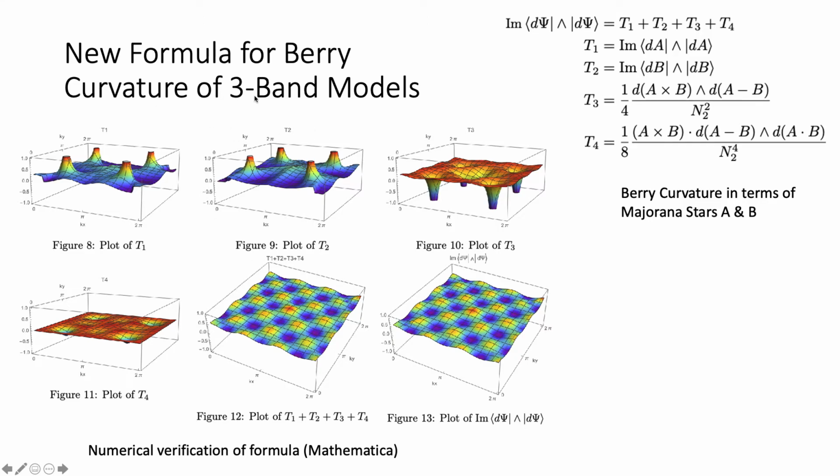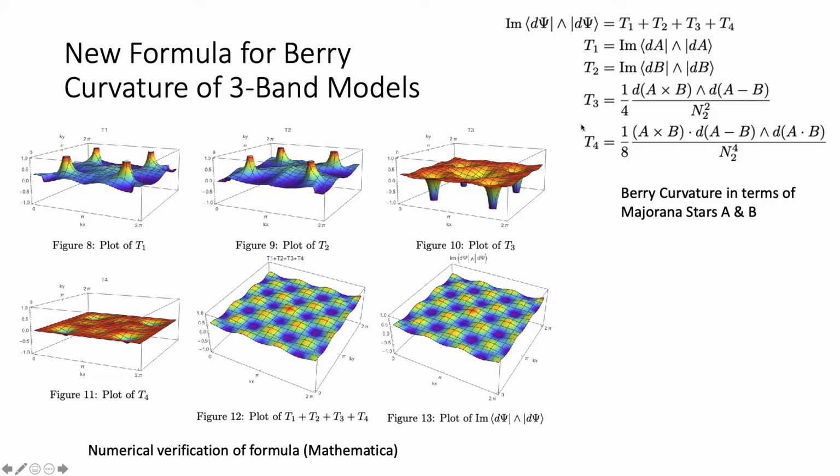Now, so what are the results? I've discovered a new formula for Berry curvature of three-band models, and this formula is shown on the right here. You can see that the Berry curvature is made out of four terms: T1, T2, T3, and T4. T1 and T2 have a very nice geometrical picture identical to that of two-band models, where A and B are the two Majorana stars.